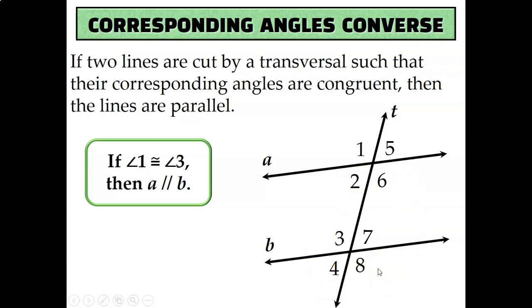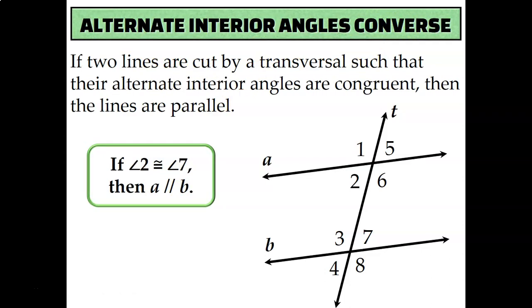So if you knew that any of those pairs of angles was congruent, then you would be able to conclude that the lines are parallel because of the corresponding angles converse. Same idea with the alternate interior angles converse. If you know that the alternate interior angles are congruent, then you can say that the lines must have been parallel.